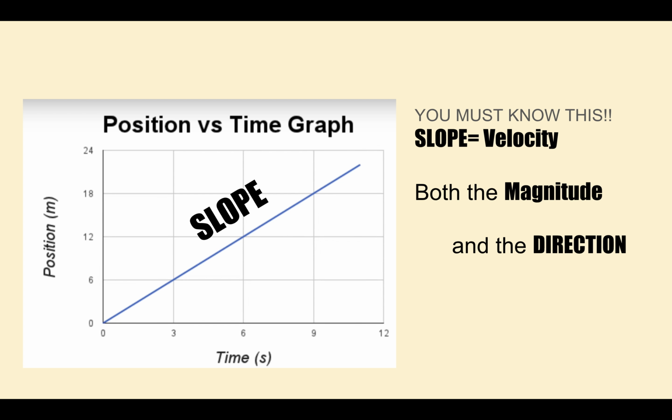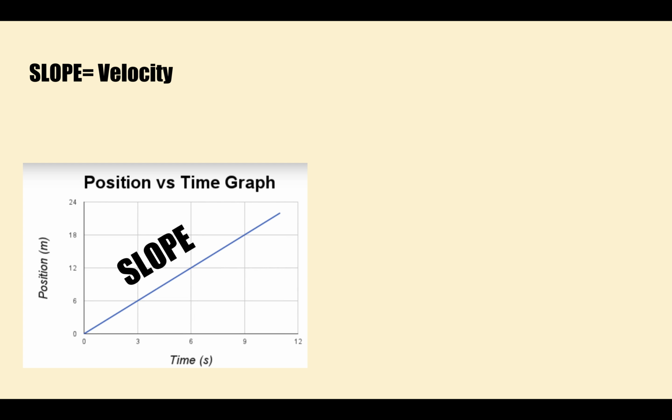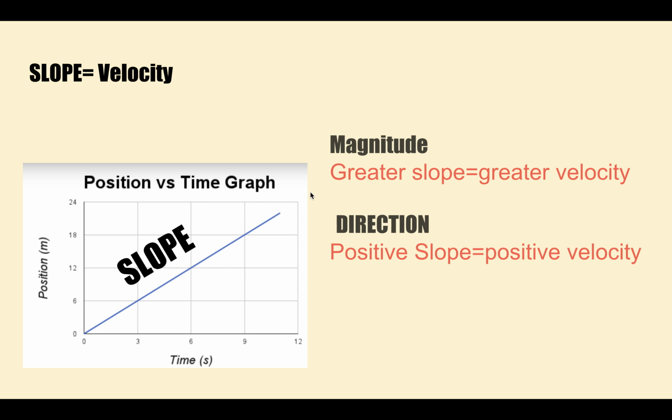And we're going to carry over this idea when we start looking at things that are accelerating. All right, so remembering that the slope of a position time graph is the velocity, the greater the slope, the greater the velocity. Positive slope means positive velocity. And on the flip side, a negative slope, something that was going down in this direction, would tell us it was moving at a constant speed in the negative direction.